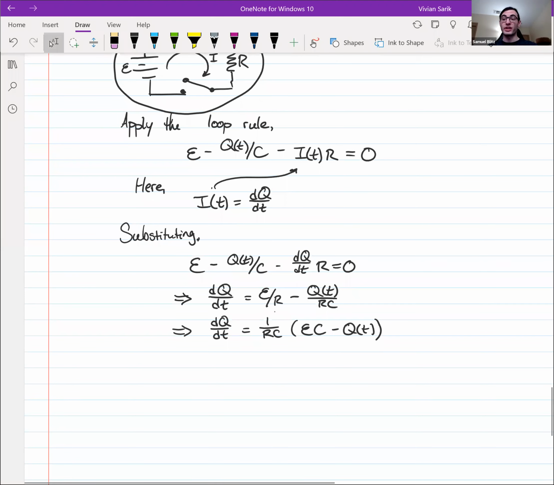And now we just divide both sides by this stuff to separate variables. And then we multiply both sides by dt. So what we get is dq divided by q minus EC is equal to negative 1 over RC dt. And now we're just going to integrate again. We're integrating from Q of 0 to Q of t on the q side, and we're integrating from 0 to t on the t side.